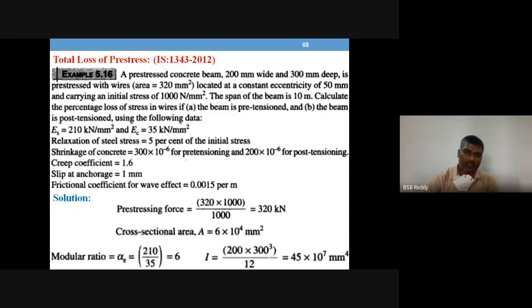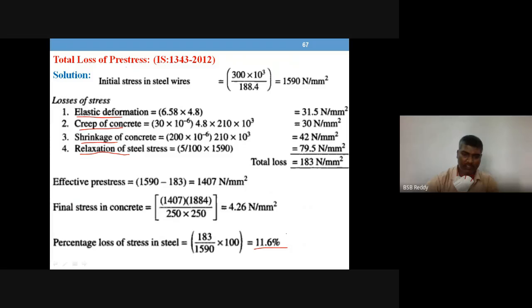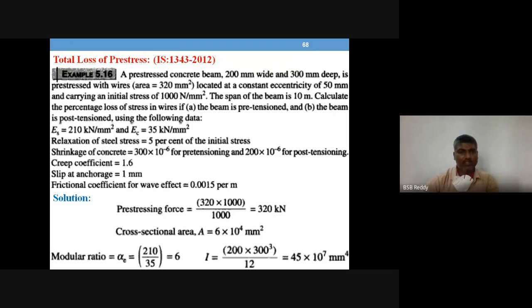And this is what happened in the last session. Till the last session, we have seen these examples. Now let us talk about this example. A pre-stressed concrete beam, 200 mm wide, 300 mm deep, is pre-stressed with wires having area 320 mm square, located at a constant eccentricity of 50 mm, carrying an initial stress of 1000 Newton per mm square. The span is 10 meters.